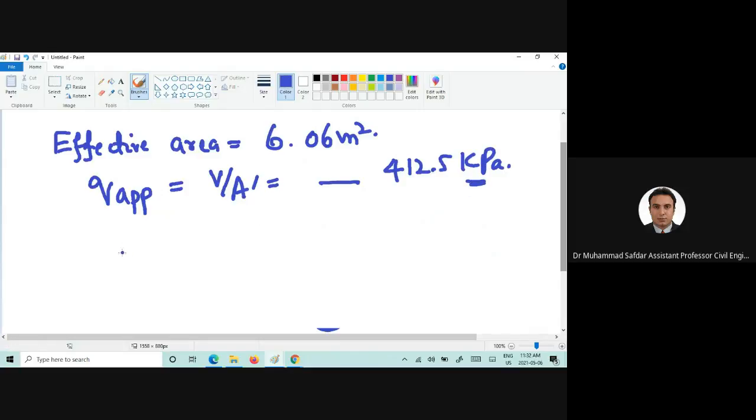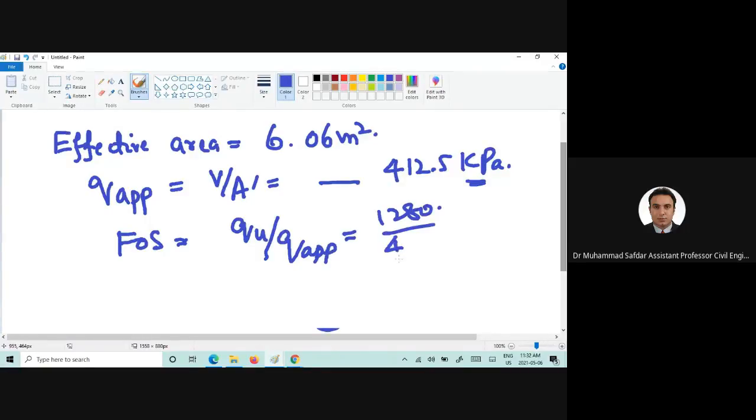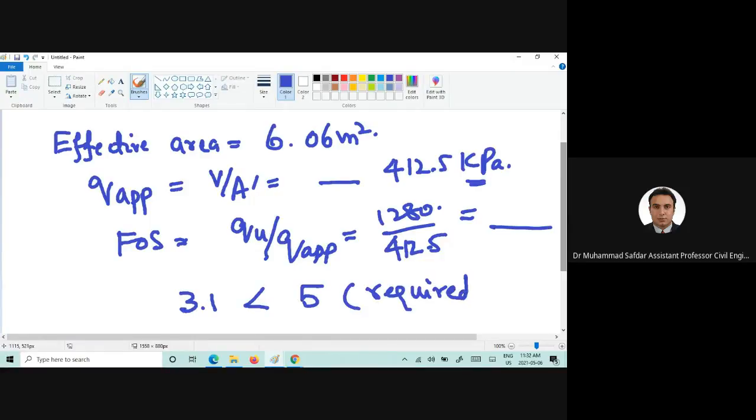And now if we want to find out the factor of safety, we have the value of Q ultimate and we have the value of Q applied. That was 1280. Here we are given the value of 412. Please give me the value of the factor of safety. 3.1. Okay, so that would be 3.1, which is less than the 5 which was required. It's not good news, so we need to rethink.